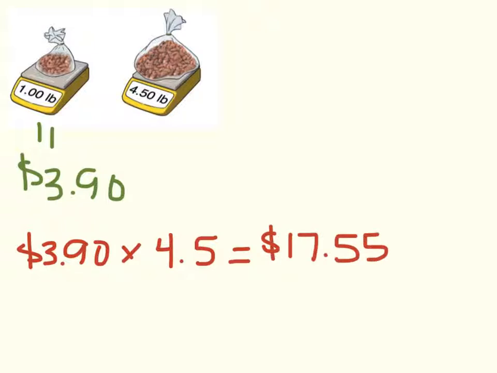$17.55. We can quickly check for reasonableness by estimating the value of $3.90 times 4.5. We can round $3.90 to $4, and we can round 4.5 pounds to 5 pounds. That'll tell us that our cost should be about $20. So $17.55 is a reasonable answer.